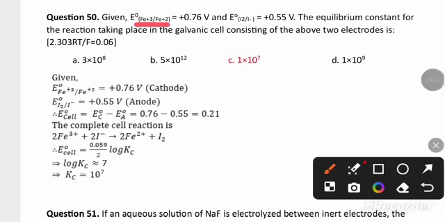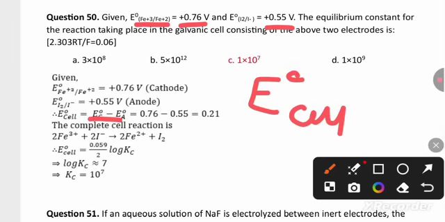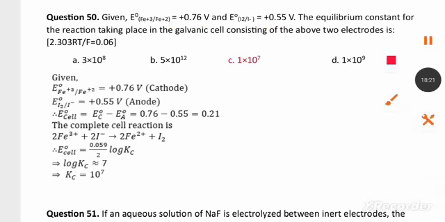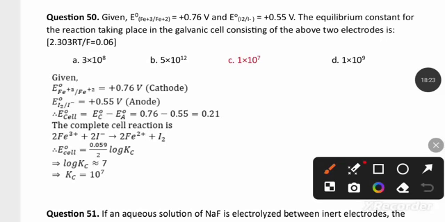E0 of iron is 0.76 volt and E0 of iodine is 0.55 volt. The equilibrium constant Kc we need to find out. So we know the relationship. First of all, we need to find E0 cell by using the formula E0 of cathode minus E0 of anode. In this given question, cathode is iron, so you substitute the value, and anode is iodine. When you subtract, you will get the electrode potential of the cell, 0.21.